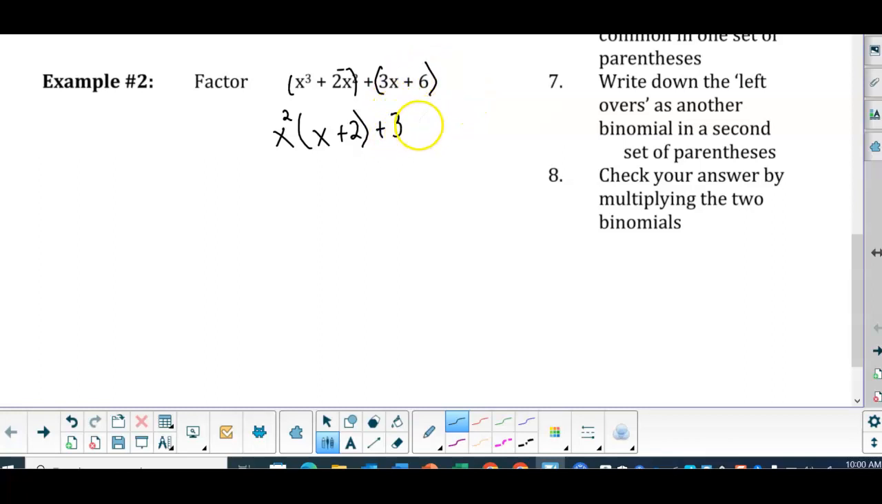Factor out a 3. And that leaves me with an x plus 2. And you can see that the parentheses are the same. So it's x plus 2. You just write that down. Just cross it off. And then we write what's left. X squared plus 3.